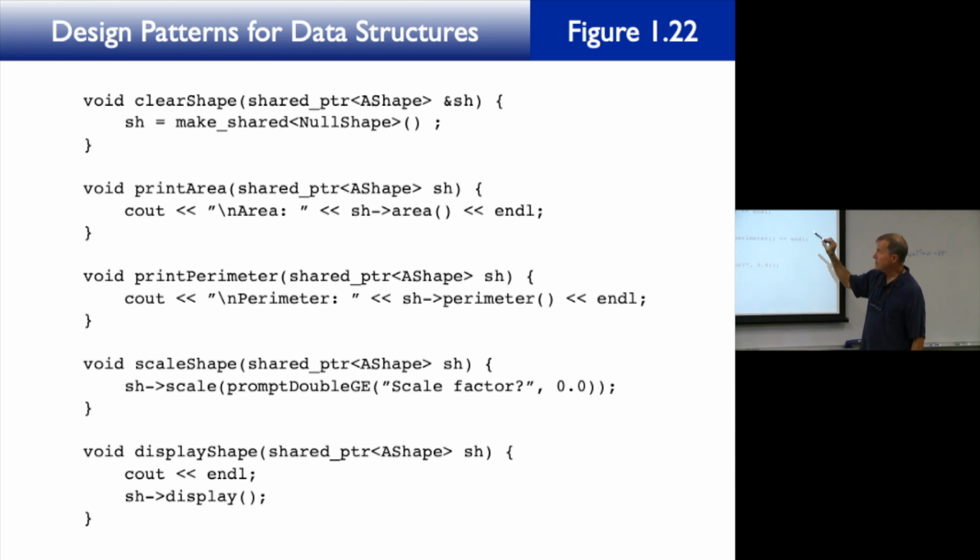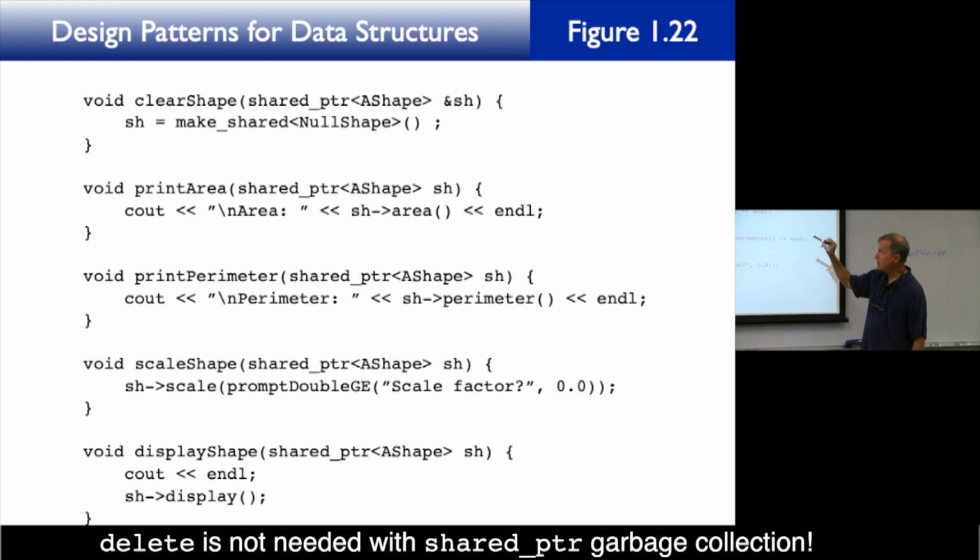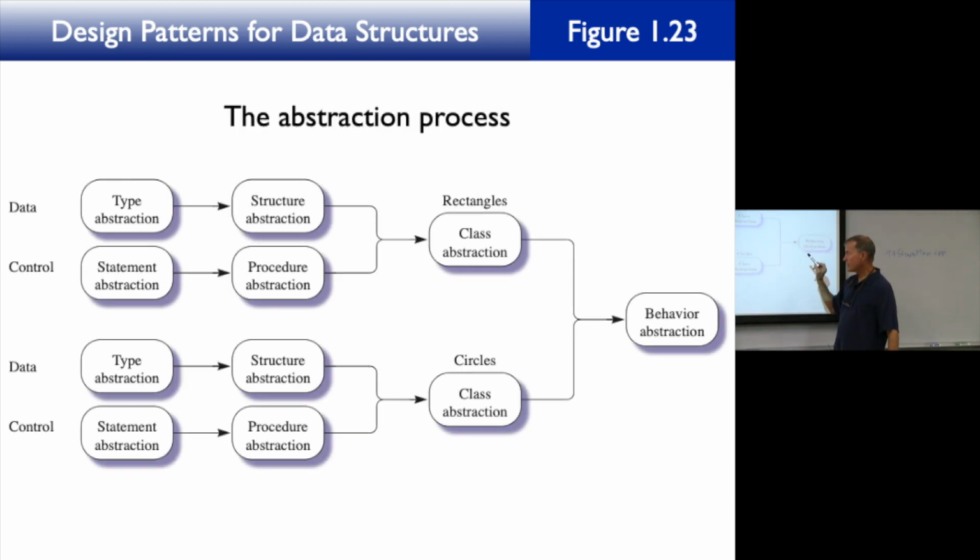And then here's clear shape. The way you clear a shape is you delete SH, and then SH gets new null shape. Here's print area, here's print perimeter, here's scale shape. It's all just etc., etc. And so what this program illustrates is behavior abstraction, where you have several different classes under this one behavior abstraction. Now, what is the key characteristic of behavior abstraction? We'll end with this.